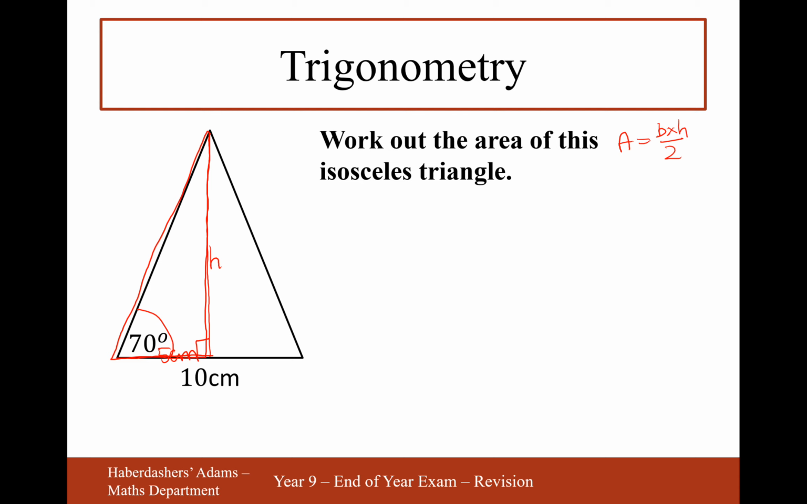So what would the labels for these be? Well, this would be the adjacent side of the triangle. And this would be the opposite side of the triangle. Yes, we've labelled it as h for height, but it's not the h for hypotenuse. So don't get height and hypotenuse mixed up in this question. So it's opposite and adjacent. Therefore, we need to use tan.